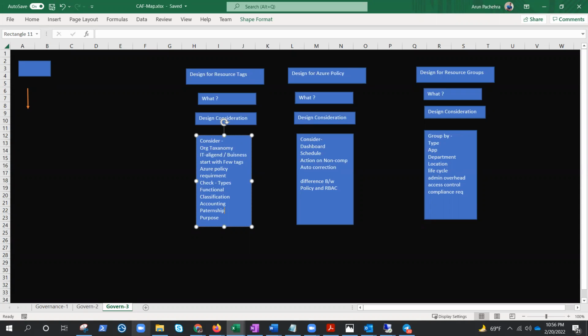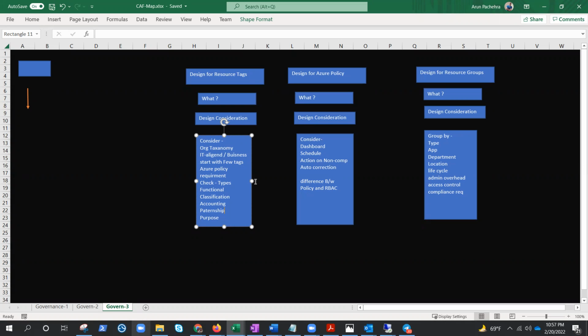Then what do we have? We can have both simple and complex tagging design or tagging strategy, right? But usually it is good to start with a few tags and then scale out. You need to think about what tags are required for your organization. Do not just keep adding tags because it will increase your admin overhead, right? Just find out what the actual requirements are and only apply those tags which are relevant.